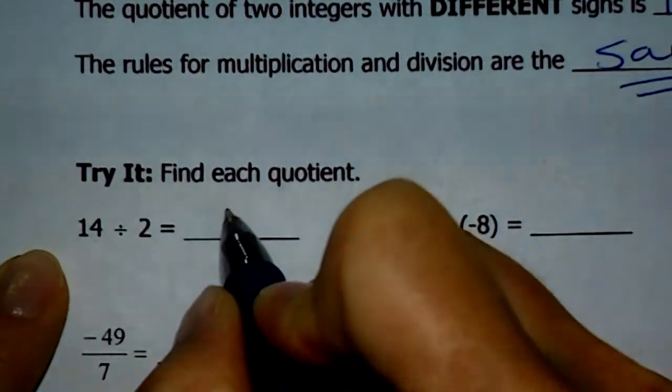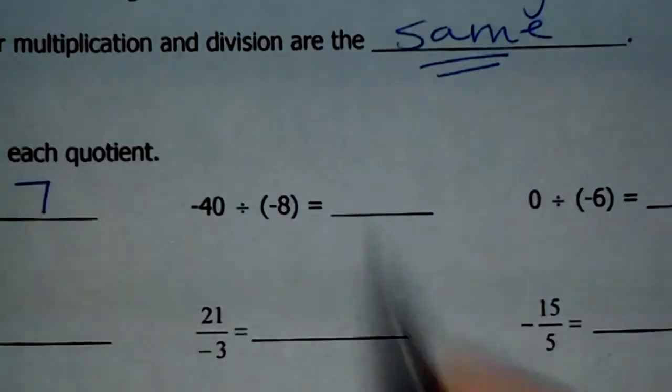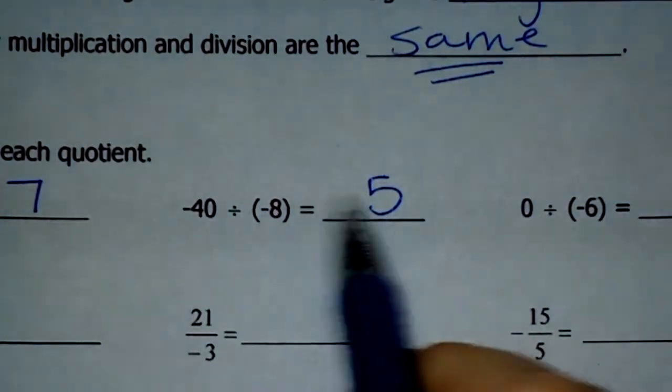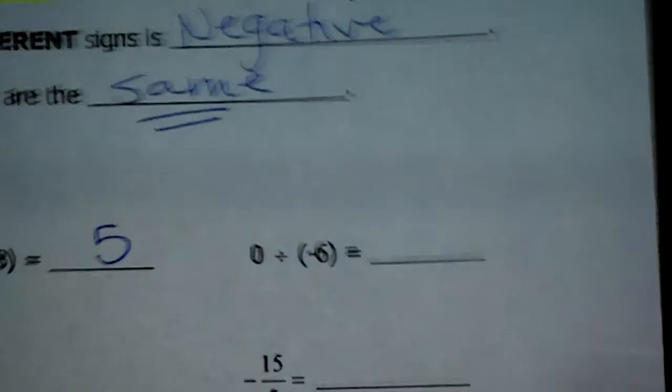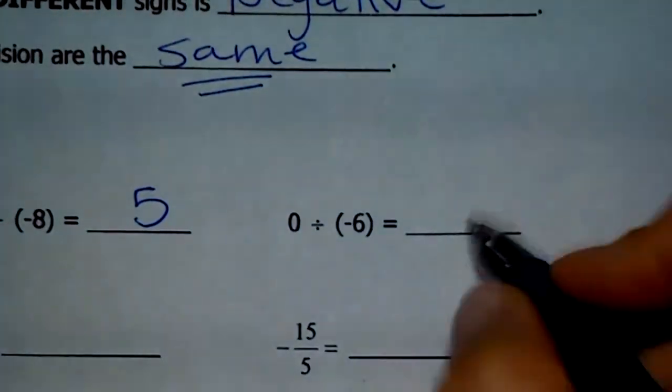14 divided by 2 is 7. Same signs means it's positive. 40 divided by 8 is 5. Same signs means positive. 0 divided by negative 6. 0 divided by anything is 0, right?